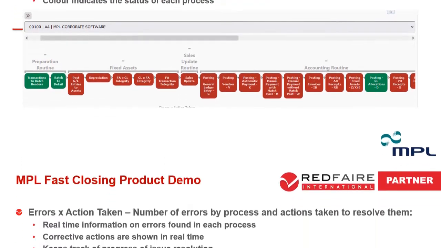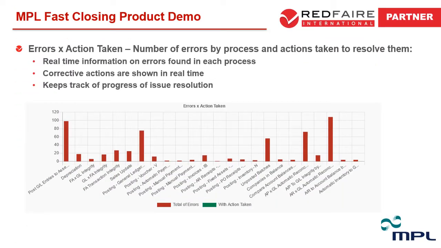Also, in another section of the dashboard, you have a chart that shows the number of errors by process against any action taken to correct them. So in this example, you can see there's quite a few processes with errors, and so far no action taken to correct them.